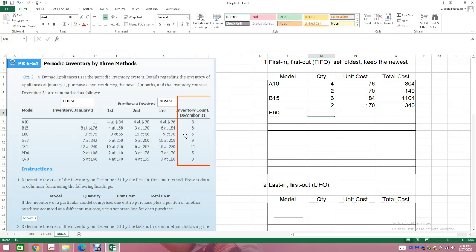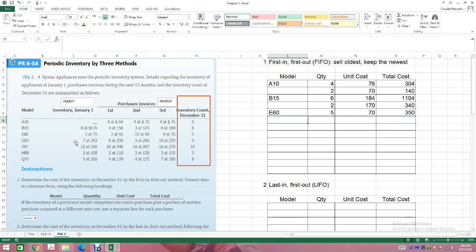Now we're going to go to the next model, which is E60. For E60, I have 5 remaining, so I'm going to keep 5 of my newest. My newest batch is this one. I have 9 at 70, and I'm going to keep 5 of those. So I'm keeping 5 at 70. That gives me 350.